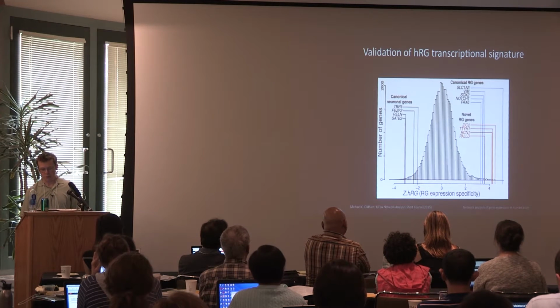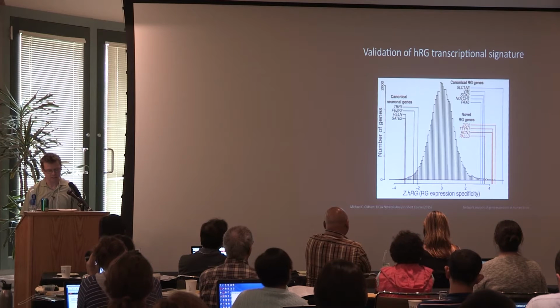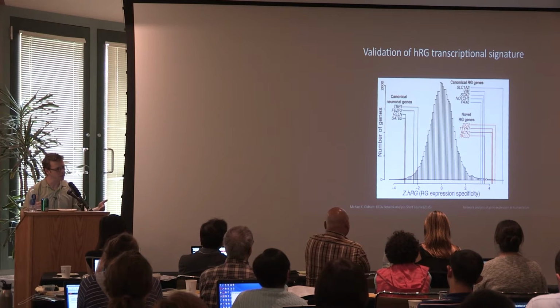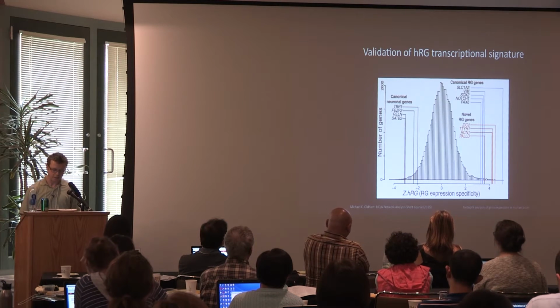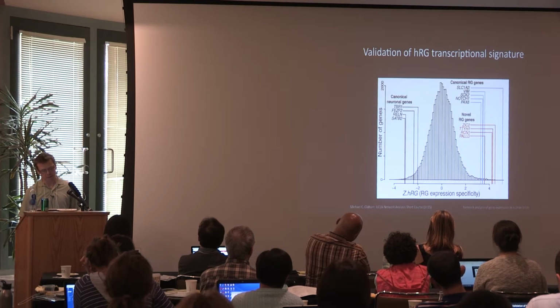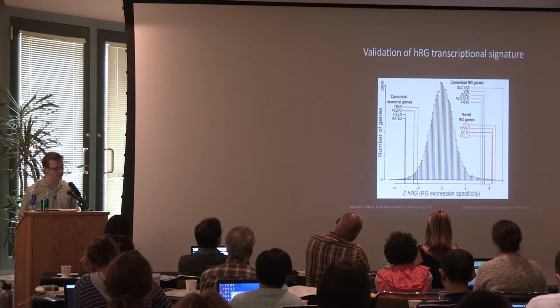So in red, I'm showing you 4 genes that statistically are indistinguishable from the canonical markers of radial glia, but in the literature have not been described as being expressed by radial glia at all, right? So if this analysis is worth anything, it needs to be able to make predictions. So this analysis predicts that these genes should be excellent markers of radial glia.